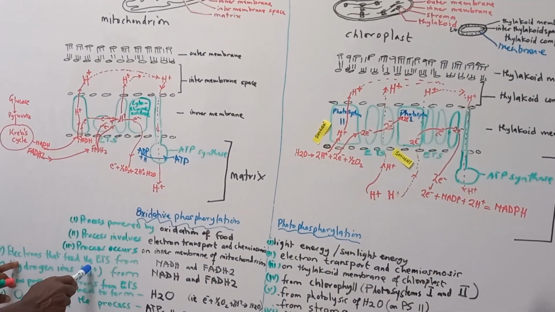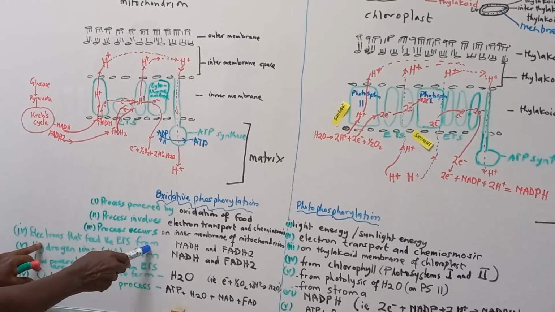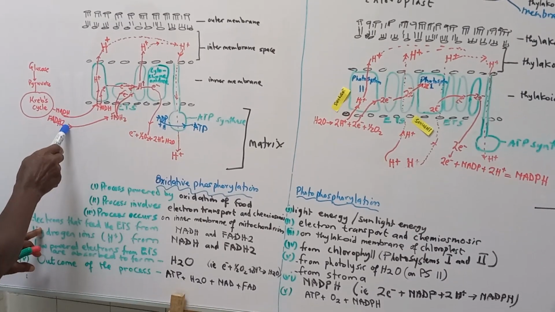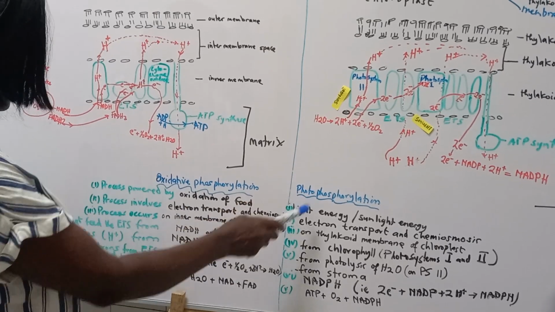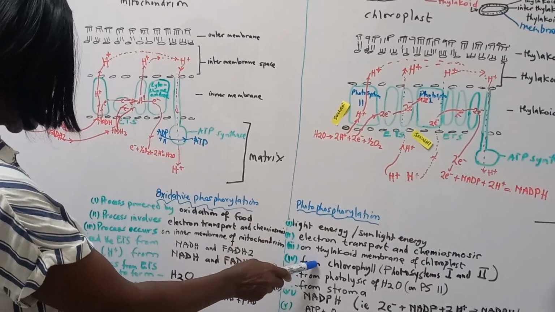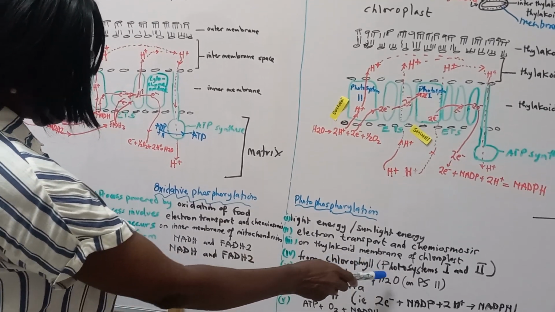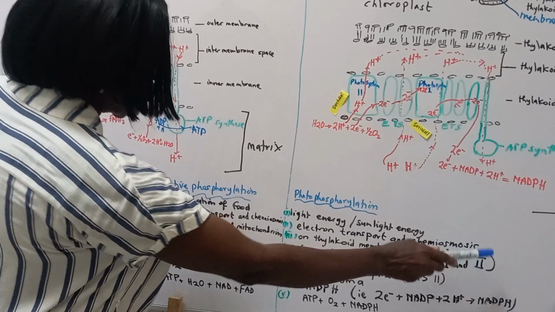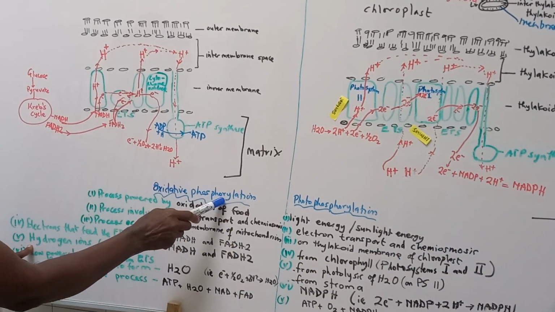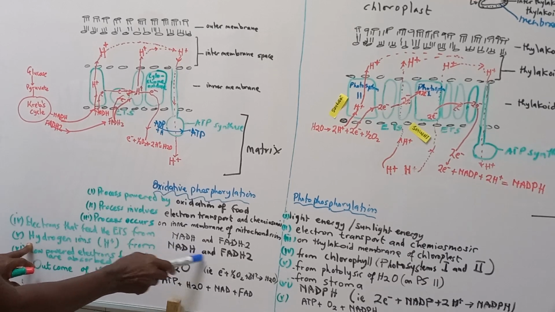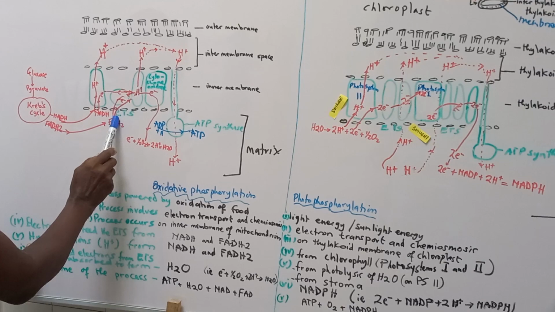Then the electrons that feed the electron transport system, that is the ETS, are from NADH and FADH2. That's this here. In photophosphorylation, the electrons that feed the electron transport system are from chlorophyll. They are from photosystems 1 and 2. Now, hydrogen ions that feed the system in oxidative phosphorylation are from NADH and FADH2. You see, the hydrogen ions from NADH are pushed here, from FADH2 are pushed.